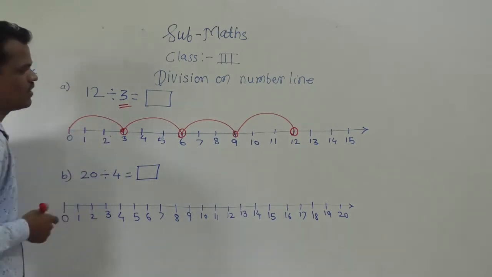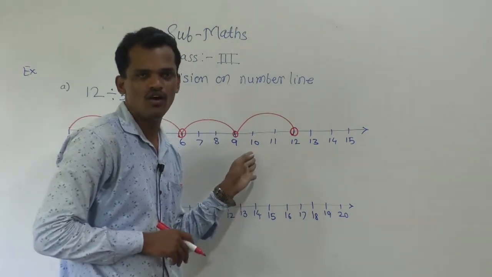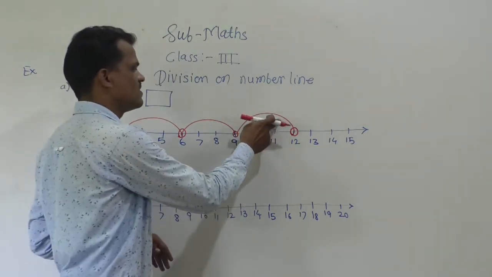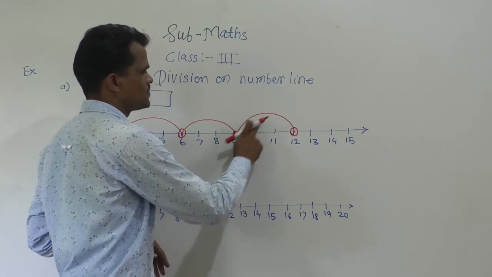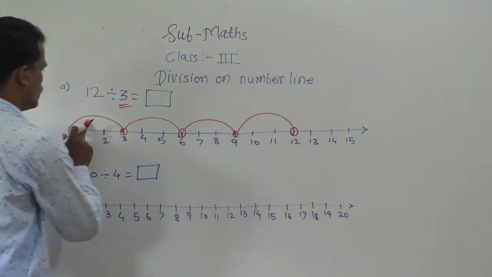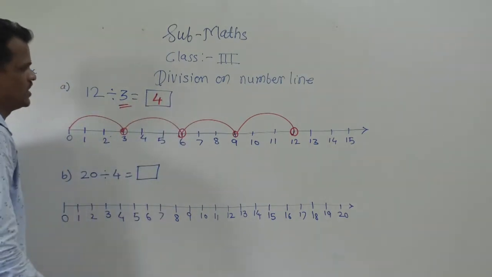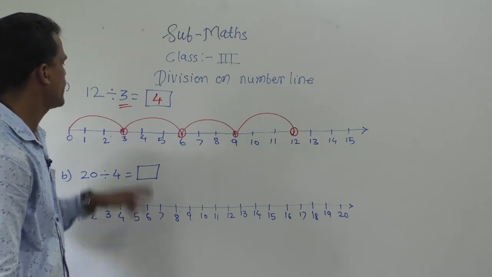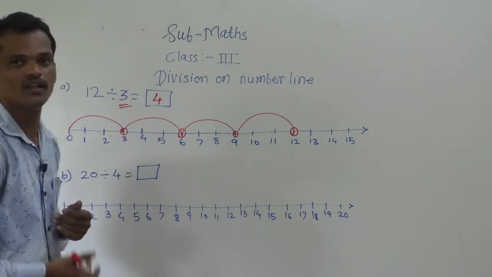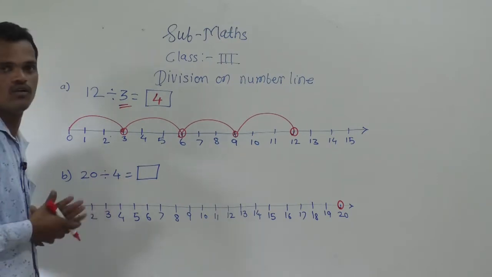Now count how many times you subtracted 3, or you can count these half circles. See, 1, 2, 3, 4. So 4 is the quotient, and you can cross check: 3 fours are 12.